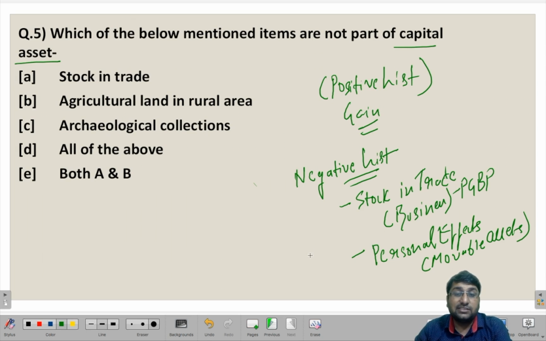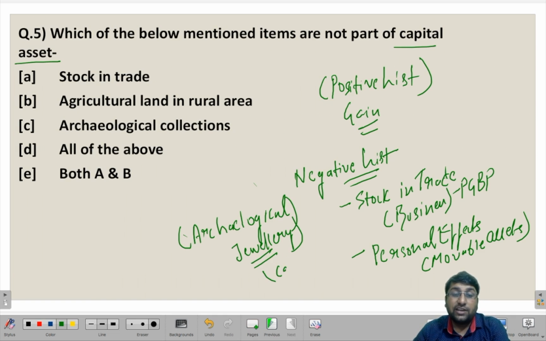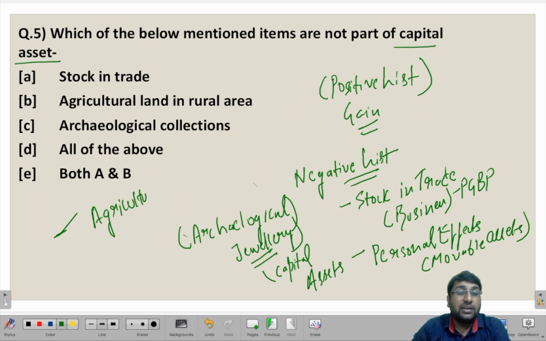But there is a long but in this case: movable assets such as archaeological things, as well as jewelry items, are not excluded from the definition of capital asset. Even if you have jewelry made of diamond or gold, even if used for personal use, it will become part of capital assets. This is the major difference you need to understand. A third important element excluded from capital asset is agricultural land, but it should not be urban agricultural land; it should be situated in a rural area.